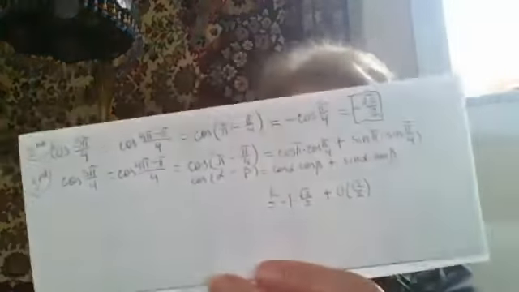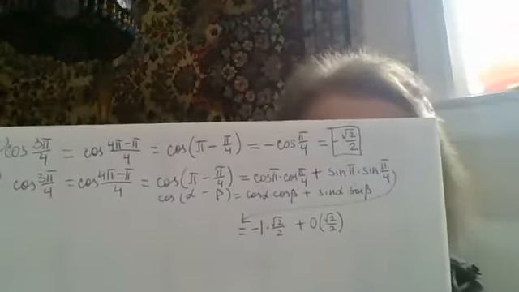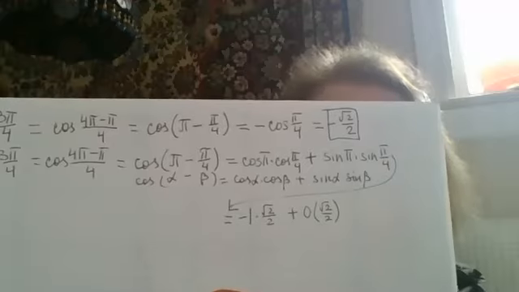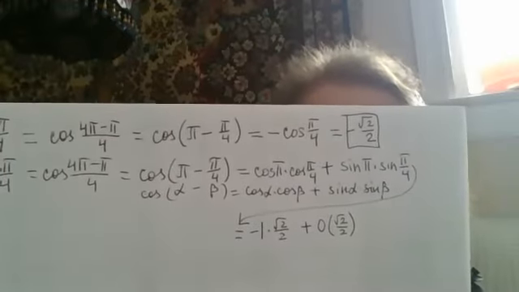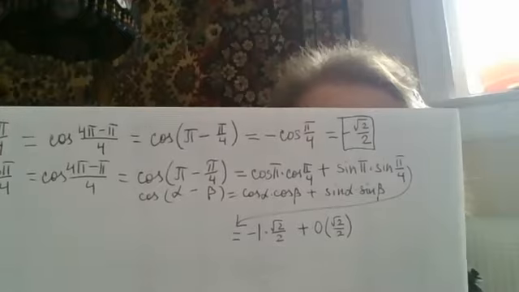Instead of each of these components, I wrote down their numerical values. What do you see here? In one product, you have -1 times square root of 2 over 2. So it will be negative square root of 2 over 2. In the second product, you have 0 times that number, which will be 0. So this is what you have.